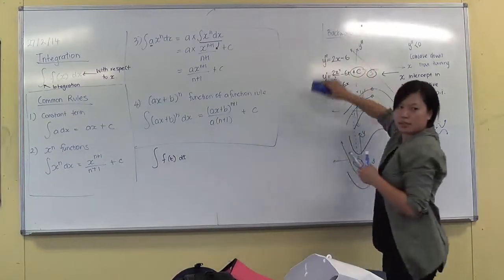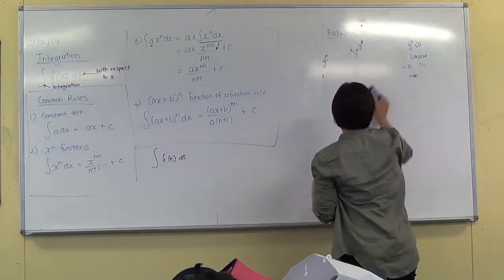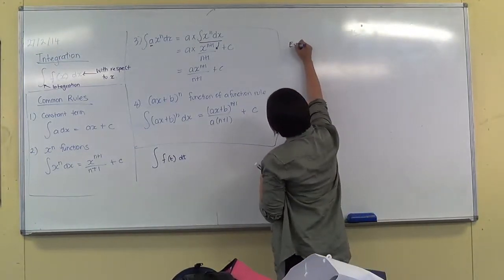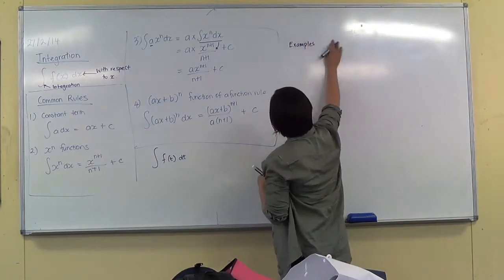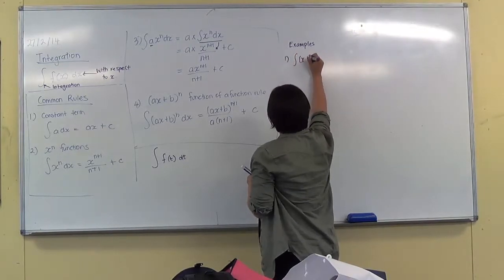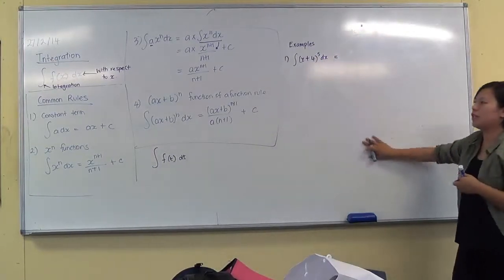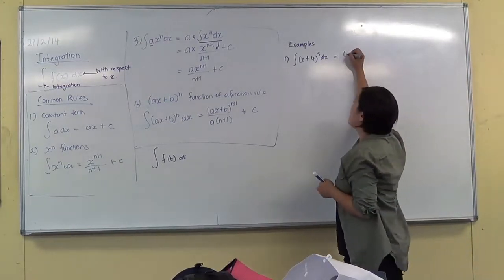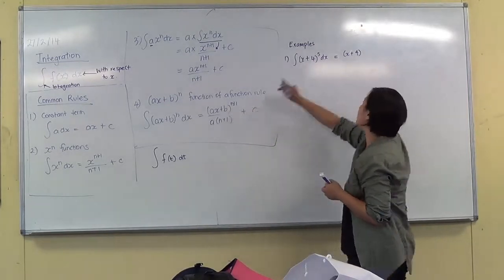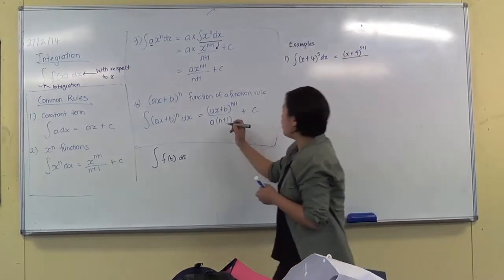Okay, some examples. We'll go with the hardest one. We'll do the function of the function rule first. To the power of 5 dx. So according to the function of the function rule, you keep everything inside the brackets. You increase the power by 1. Then you divide by the coefficient in front of x.